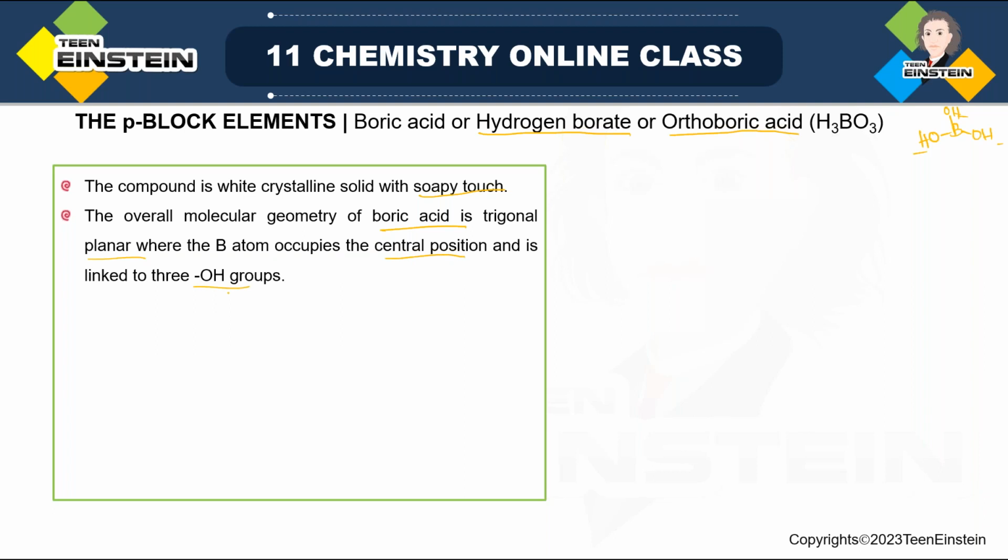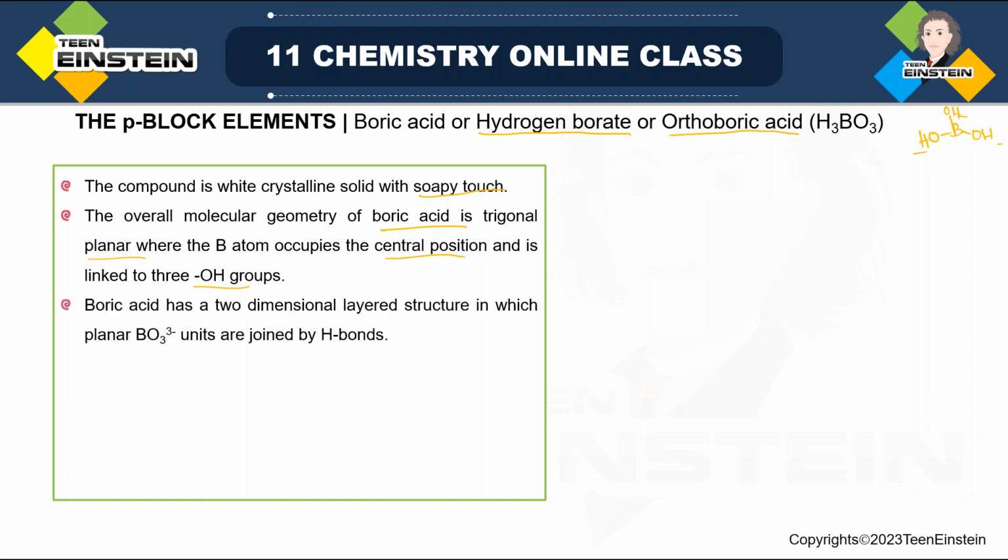But they do not remain in this single molecule form. There is actually some layer type of structure, a 2-dimensional layer structure, in which planar BO3 3- units, which are basically the borate units, so all the borate units of several H3BO3 are joined by hydrogen bonds.